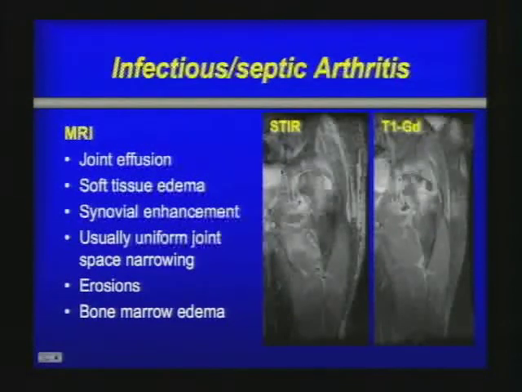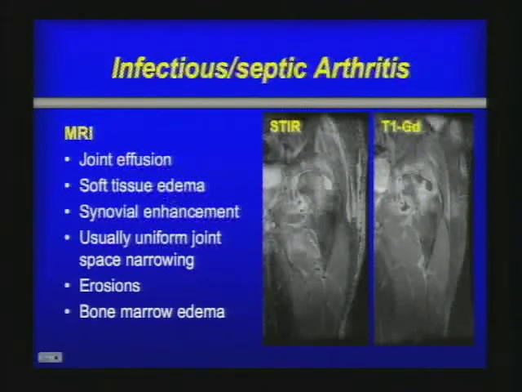Again, MRI is really very sensitive for this, and you see joint effusions, which you see nicely in these STIR images, or here in the T1-weighted gadolinium-enhanced images, you see a lot of synovial enhancement, and you see typically uniform narrowing of the joint space.